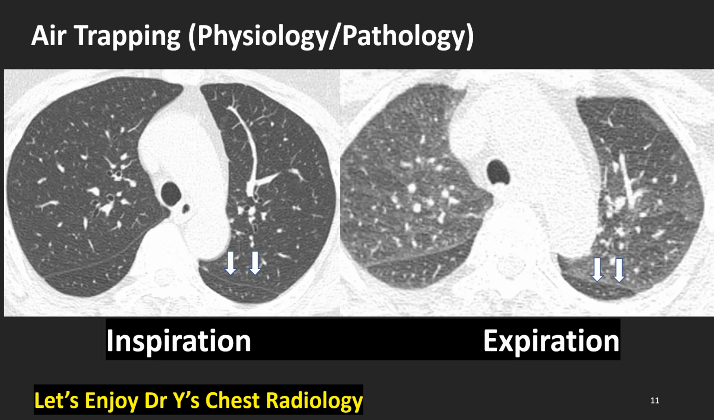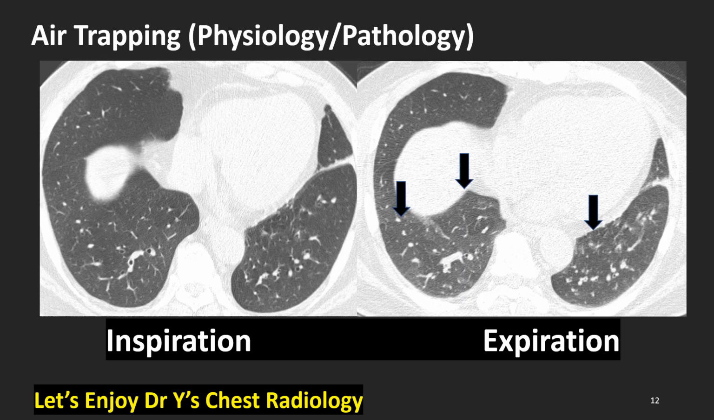Air trapping, physiology, pathology. Right side is the expiration CT image. The arrows indicate the left lower lobe of lower density of air trapping. Air trapping. The arrows indicate both lower lobes of air trapping on expiration CAT scan.